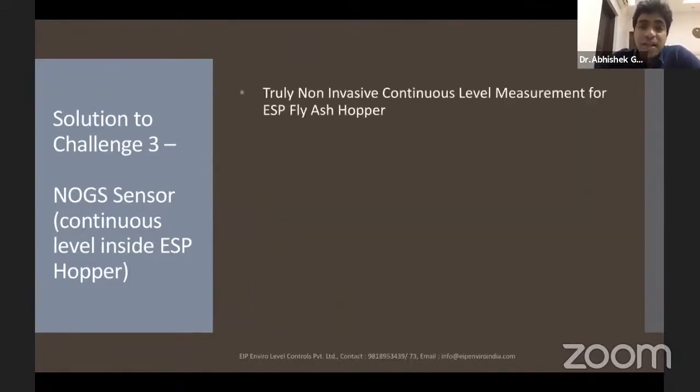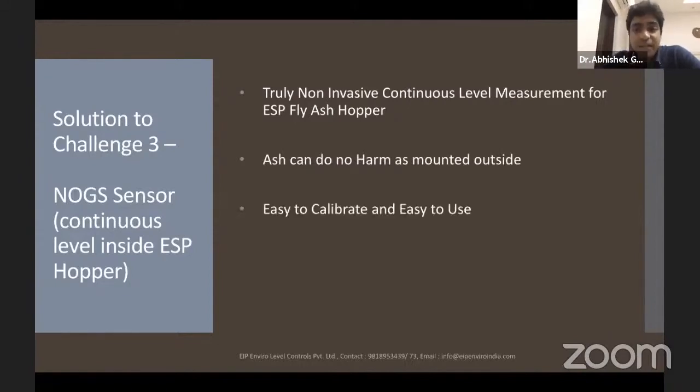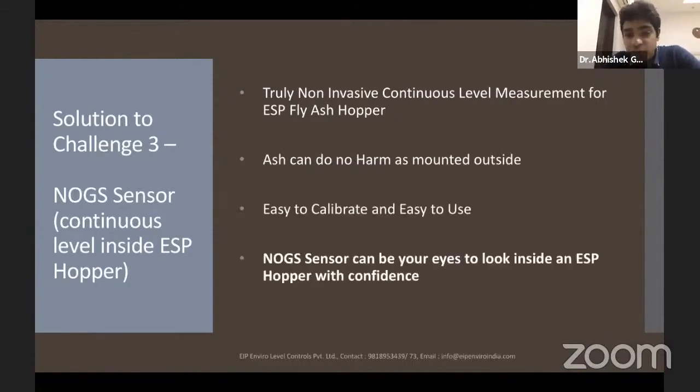So you see, this is completely non-invasive continuous level measurement. Fly ash can do absolutely no harm to this sensor. It is easy to calibrate, easy to use. It is like your eyes inside an ESP hopper. So you can now virtually see what is inside the ESP hopper through continuous measurement from this NOGS sensor, and you can practically operate your evacuation mode on this NOGS sensor.